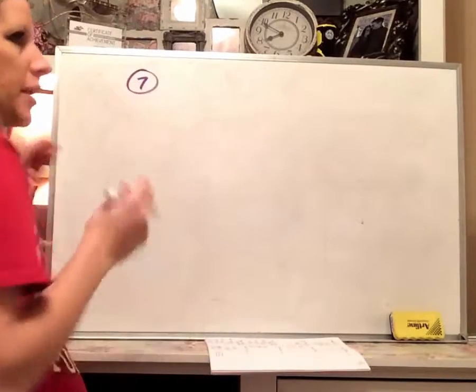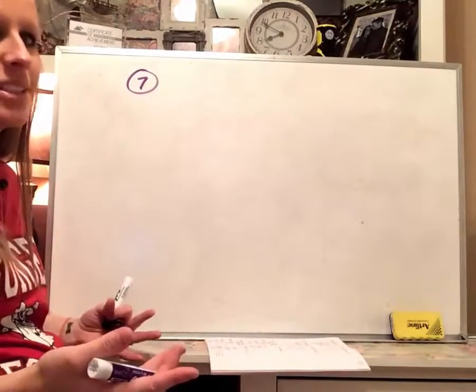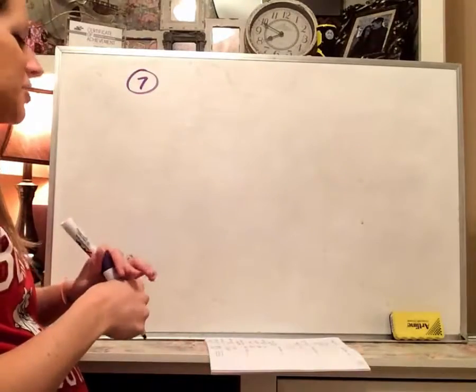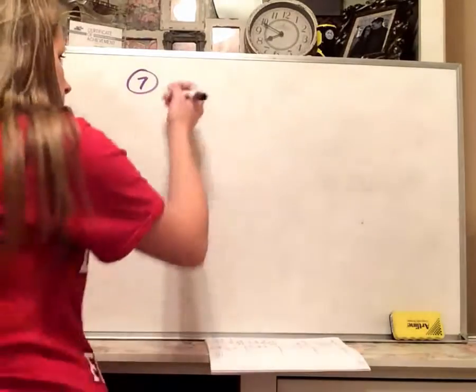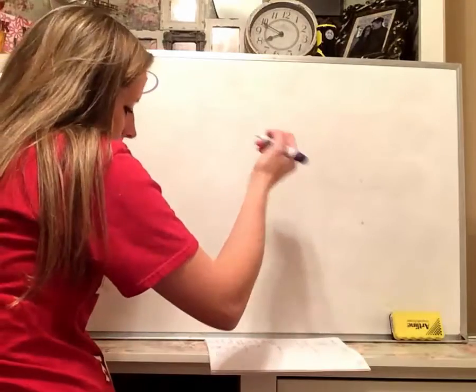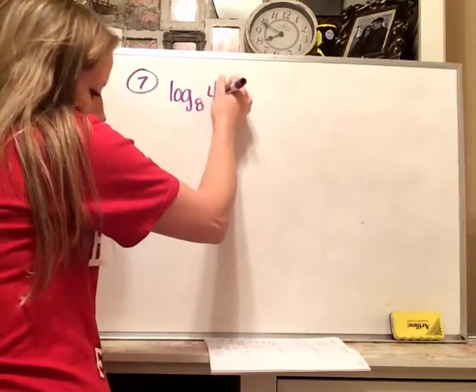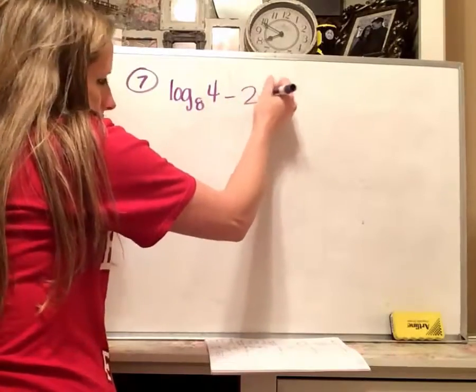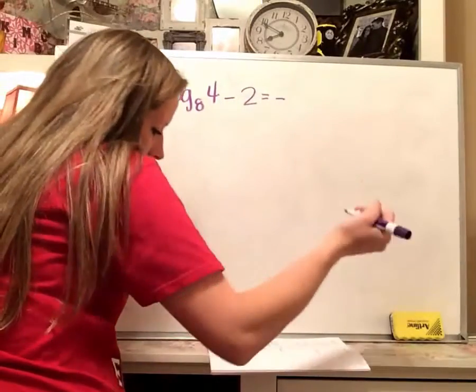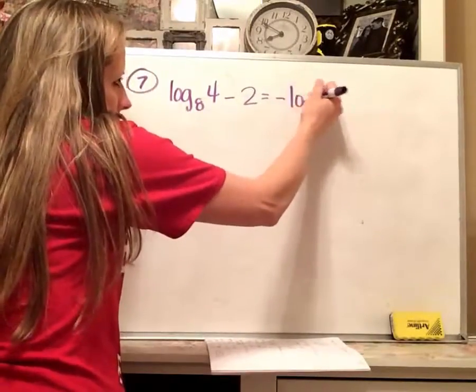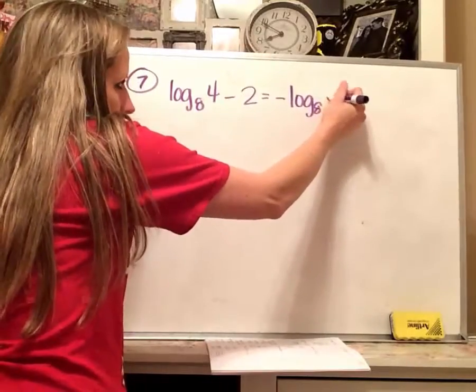Just make sure you don't forget them, or else you won't be able to tell. You have to know the laws to use them in a problem. So let's see, we have log base 8 of 4 minus 2 equals negative log base 8 of x.